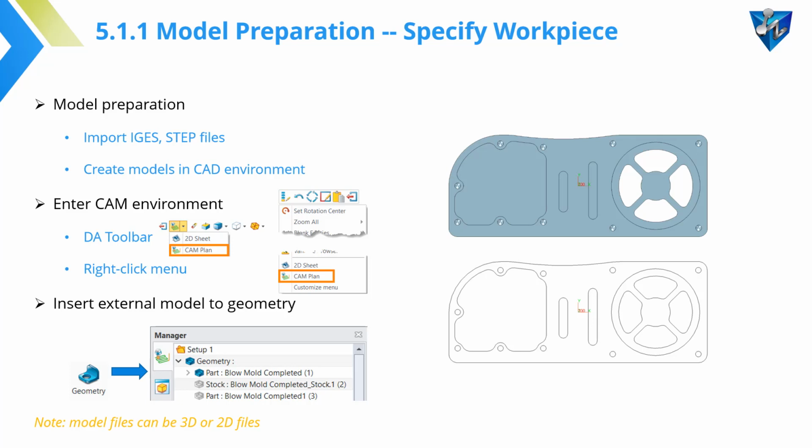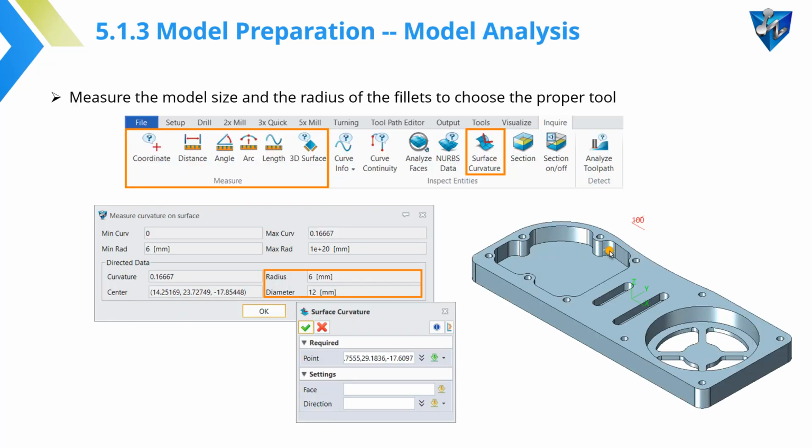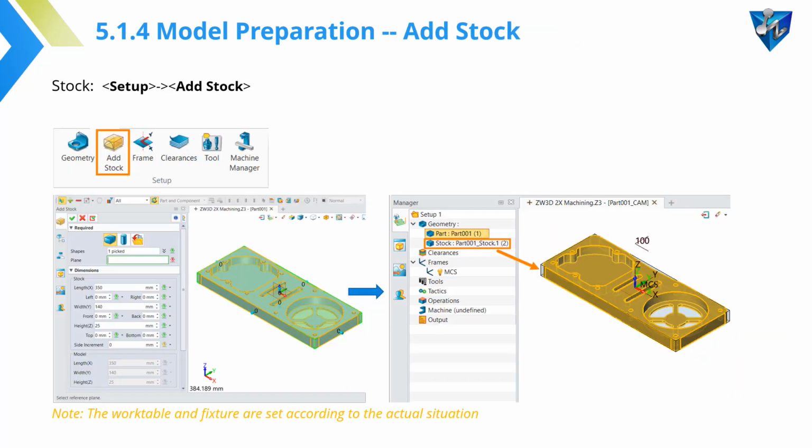And there are 2 ways to switch to the CAM environment. And we can insert external models to geometry in the CAM module. The model files can be 3D or 2D files. And the next step, we need to orientate the models. So we can do the orientation both in the CAD module or the CAM environment. And then we need to analyze the models. We need to measure the model size or the radius of the fillets to choose the proper tool. And then we can add stock. And if necessary, we can add the work table and fixture also.